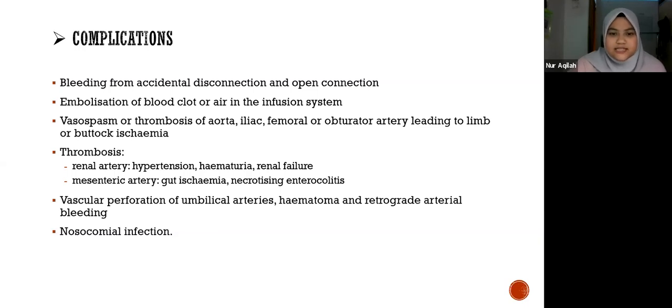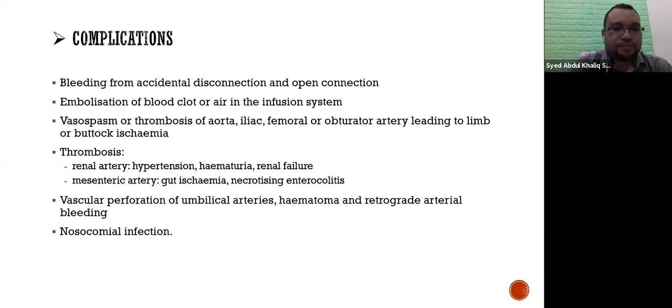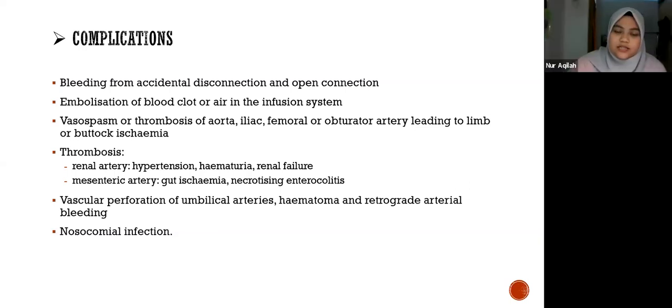So depending on the site in which it is affected, if it affects the renal artery, patient can present with hypertension, hematuria and also renal failure. If for example it affects the mesenteric artery, it can cause gut ischemia or even necrotizing enterocolitis. Among other complications are vascular perforation of the umbilical arteries, hematoma, and also retrograde artery bleeding. And apart from that, not to forget, is nosocomial infection.